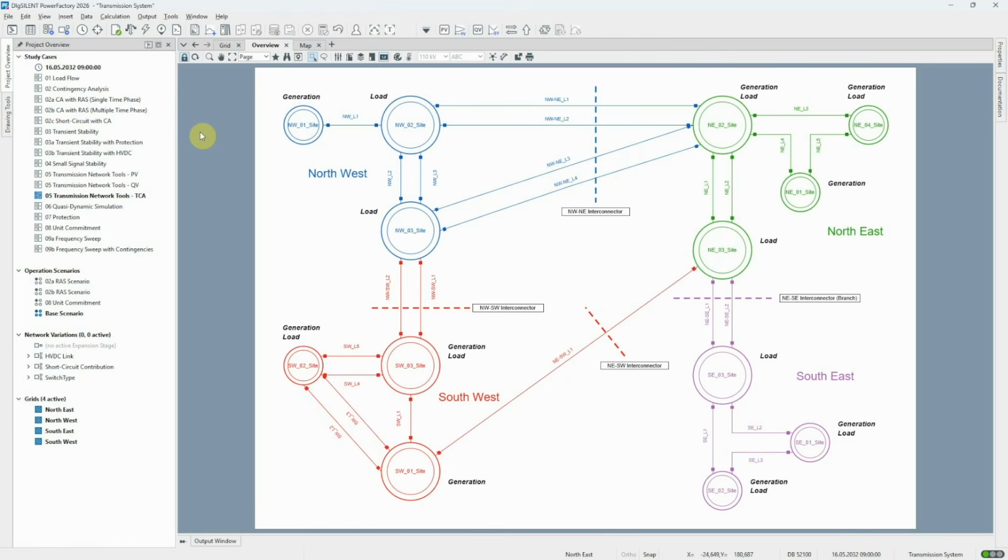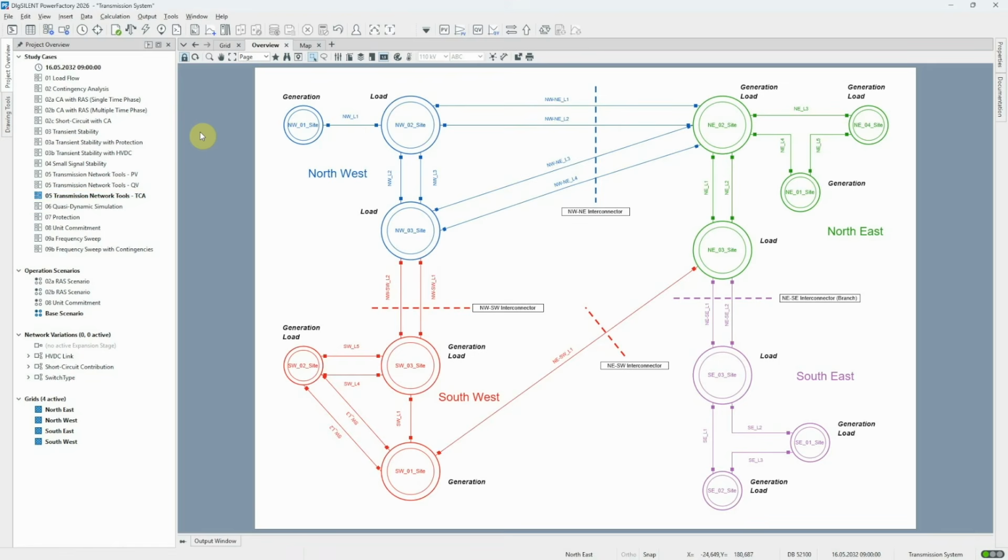This video demonstrates the use of transfer capacity analysis, one of the functions available in the Transmission Network Tools toolbox. Study case 05 Transmission Network Tools TCA should be active.